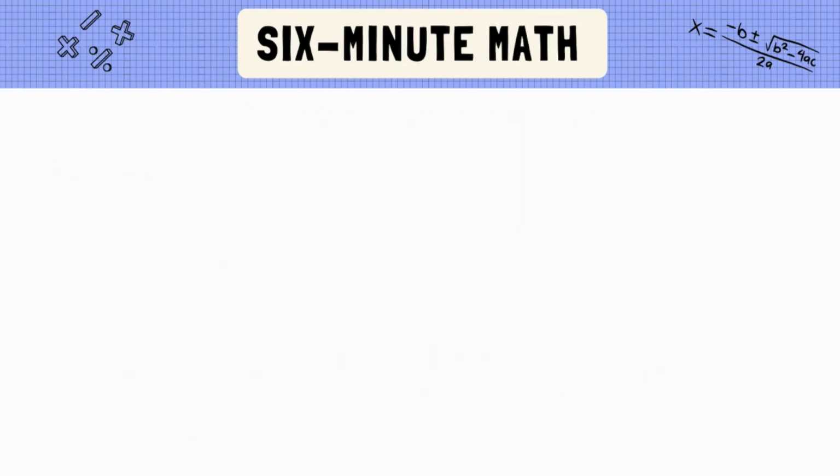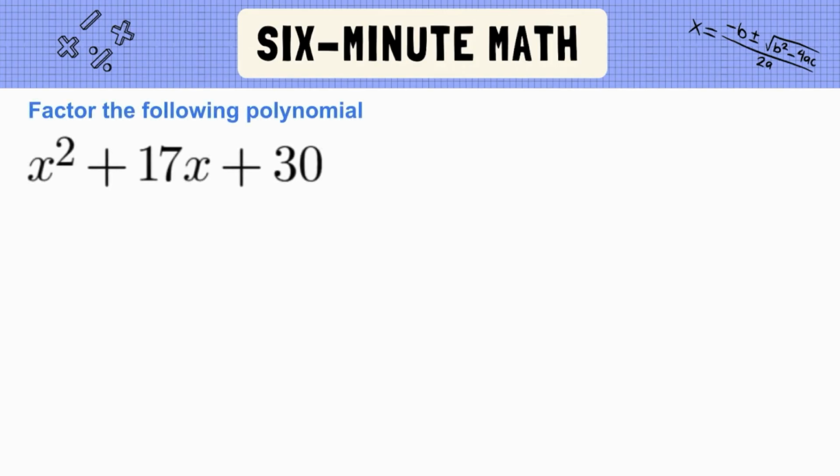So let's do some examples together. We're going to factor x squared plus 17x plus 30. So the first thing we need to do is create our factor use. So we have 1 and 30, 2 and 15, 3 and 10, and 5 and 6. We look at our c operation of adding. So we're looking for two numbers that add to 17.